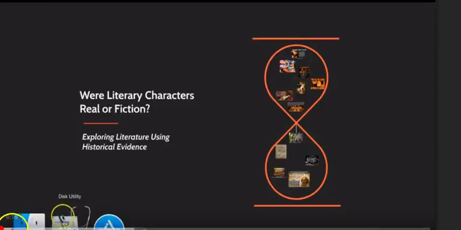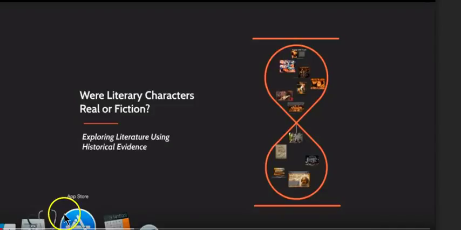This examination lesson will be an examination of whether or not literary characters were real or fiction. You will be exploring literature using historic evidence.